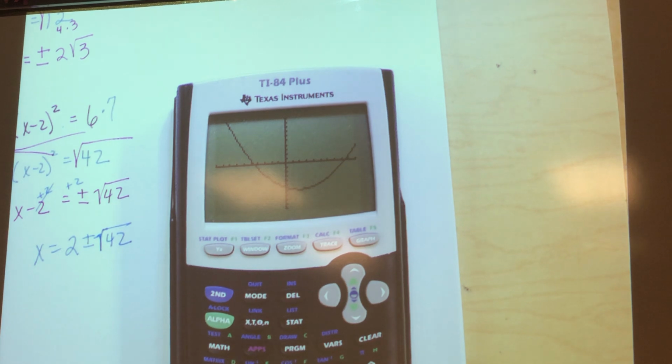It's like 6. They're those 2 numbers right there, plus or minus. 2 plus the square root of 42 and 2 minus the square root of 42. These are my solutions, my x-intercepts, my zeros, my answers, my roots. They're all the same thing.